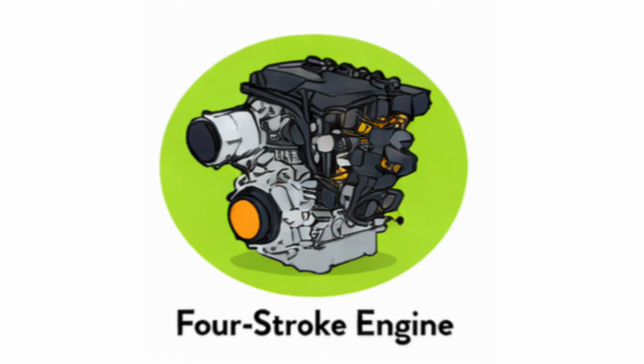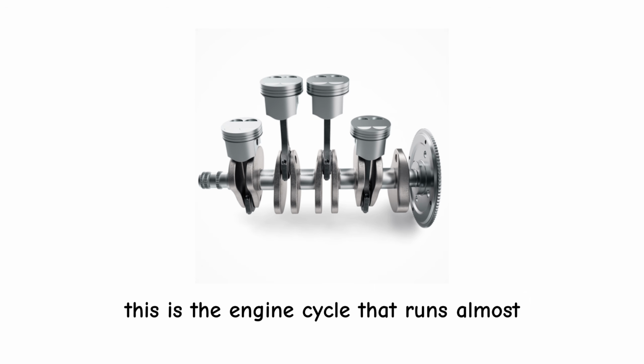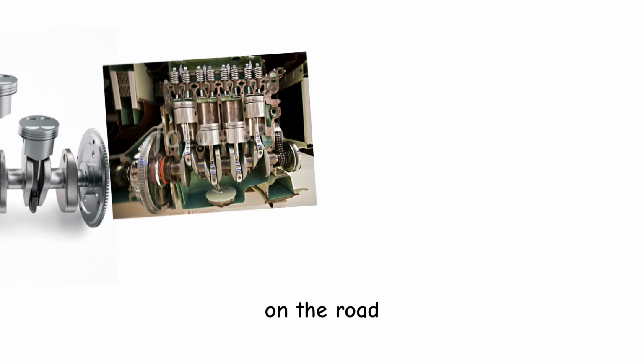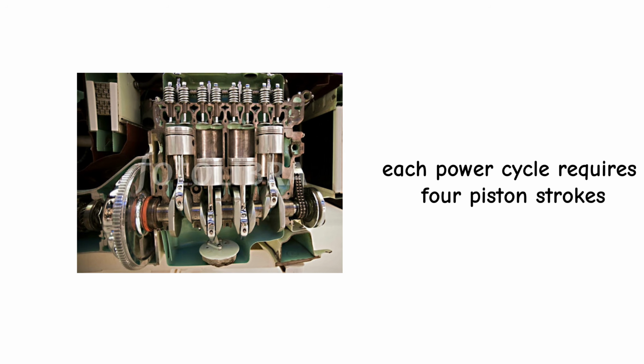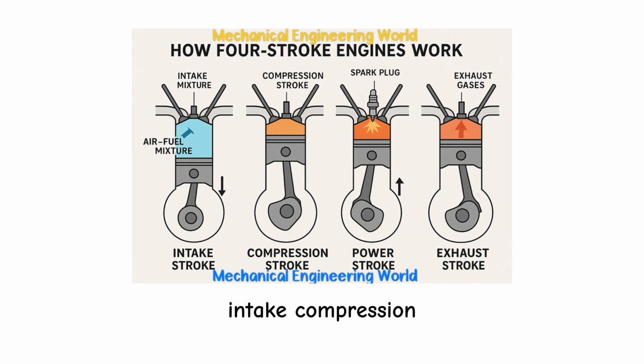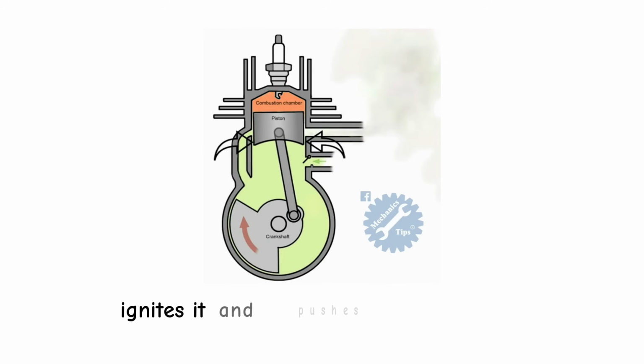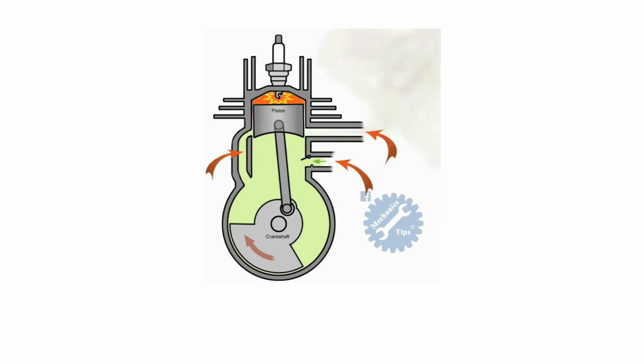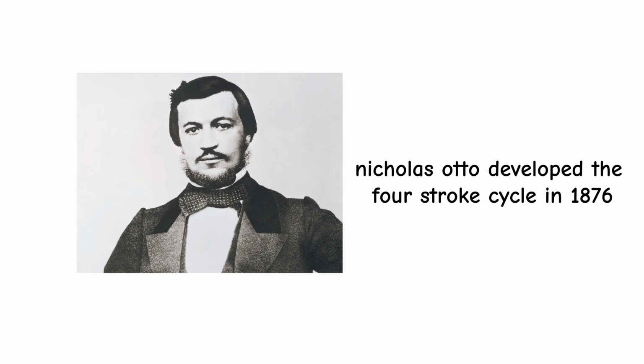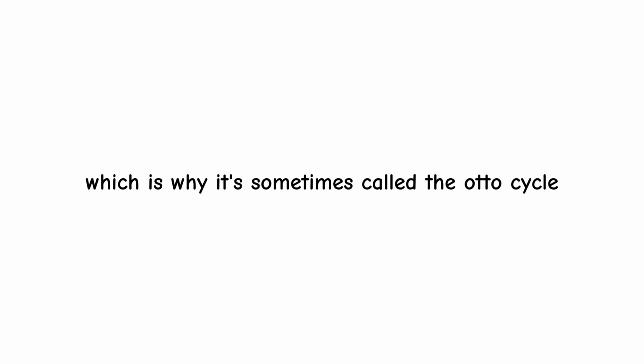Four-stroke engine. This is the engine cycle that runs almost every car on the road. Each power cycle requires 4 piston strokes: intake, compression, power, and exhaust. The piston draws in air and fuel, compresses the mixture, ignites it, and pushes out the burnt gases. Nicholas Otto developed the 4-stroke cycle in 1876, which is why it's sometimes called the Otto cycle.